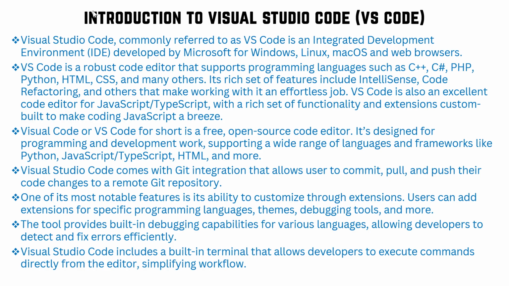One of the most notable features is its ability to be customized through different extensions. Users can add extensions for specific programming languages, themes, debugging tools, and many more. The tool provides built-in debugging capabilities for various languages, allowing developers to detect and fix errors efficiently. VS Code includes a built-in terminal that allows developers to execute commands directly from the editor, simplifying the workflow. So whenever you open VS Code, you can see a terminal available. With the terminal, we can run a lot of commands and run our code very easily.